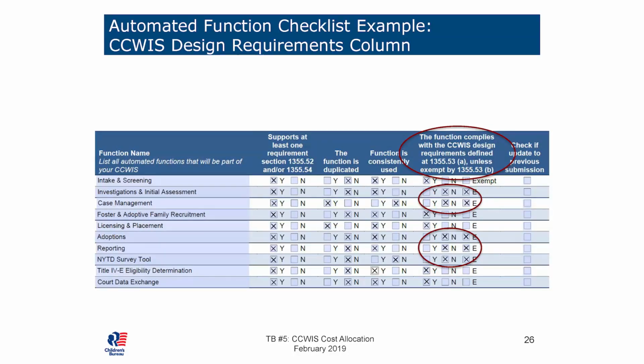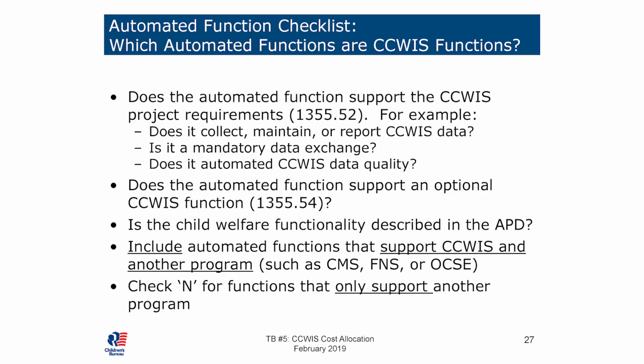Next slide, please. After determining if your project is a CCWIS project, the next step is to determine which of the automated functions are CCWIS functions. These are the automated functions you will use to develop the cost allocation plans for your CCWIS. If an automated function supports one of the CCWIS project requirements listed in Section 1355.52 of the regulations, then it is a function that you will factor into the CCWIS cost allocation plan.